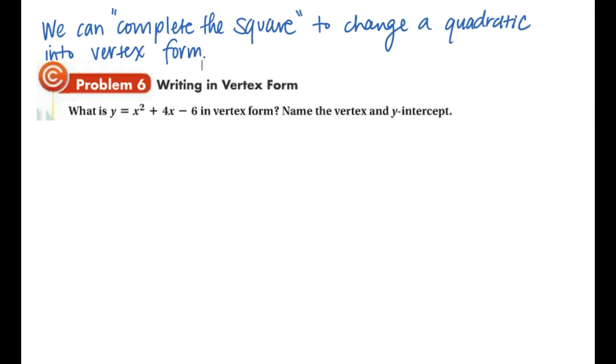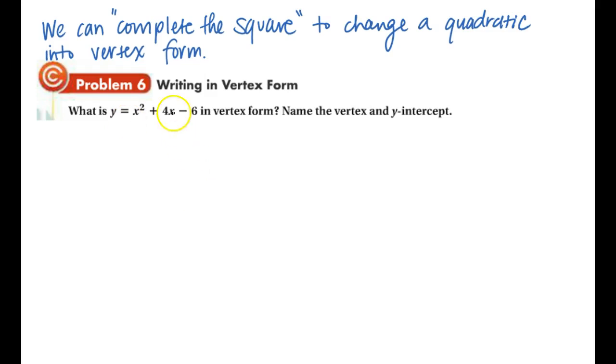One common use of this completing the square method is to change a quadratic from standard form into vertex form. So you can see in example 6, we have the quadratic equation y equals x squared plus 4x minus 6. This is currently in standard form, and we need to change it into vertex form. And then from there, once we have it in vertex form, we need to name the vertex and the y-intercept.